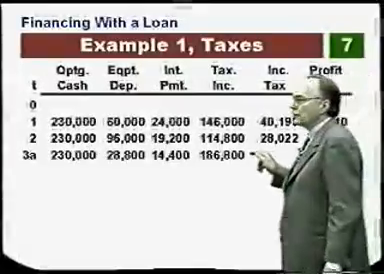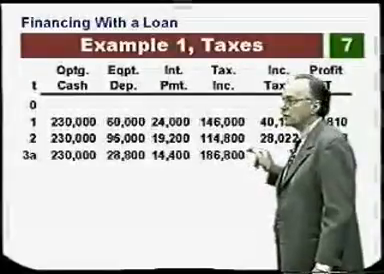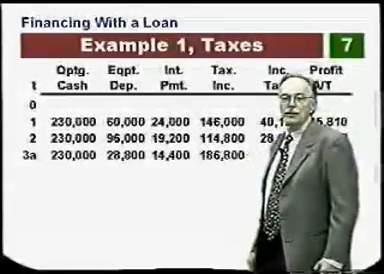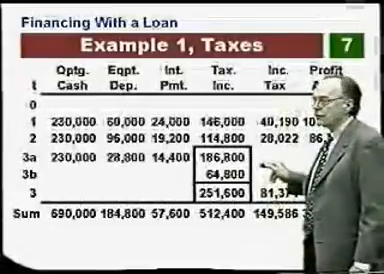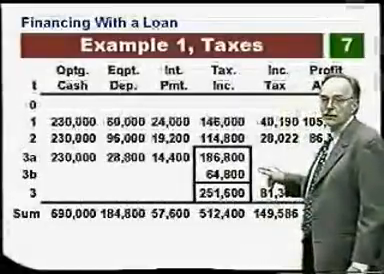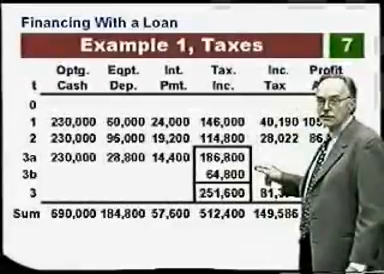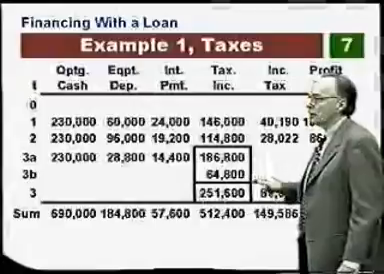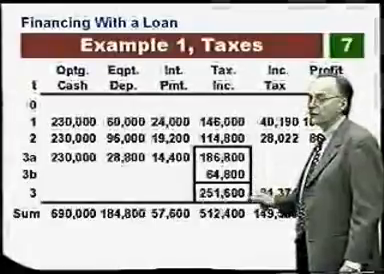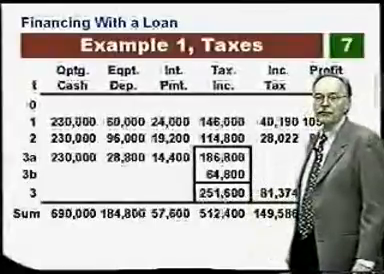In year 3, the taxable income from operations is $186,800. However, we have to consider the depreciation recapture, $64,800. That is also taxable income, and it's taxed at the ordinary rate. So we have to add these two components to get the total taxable income of $251,600 in the third year.